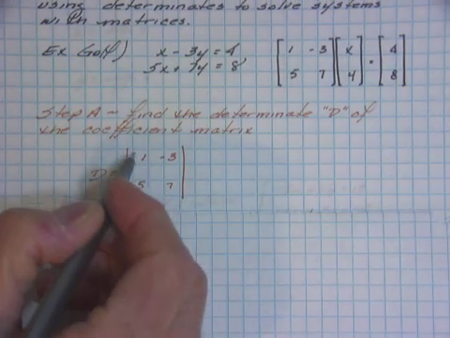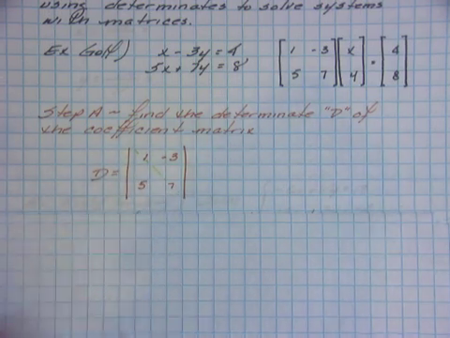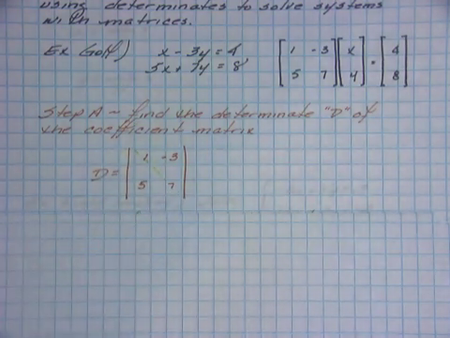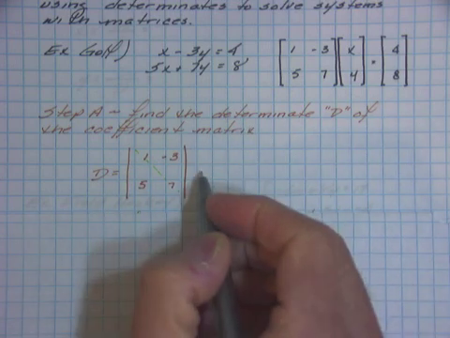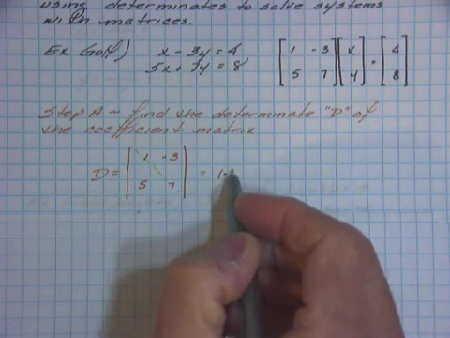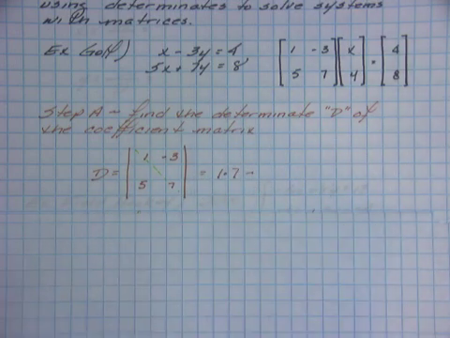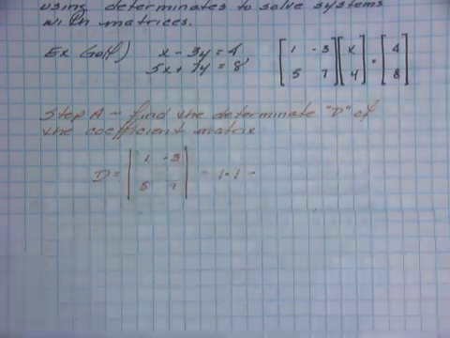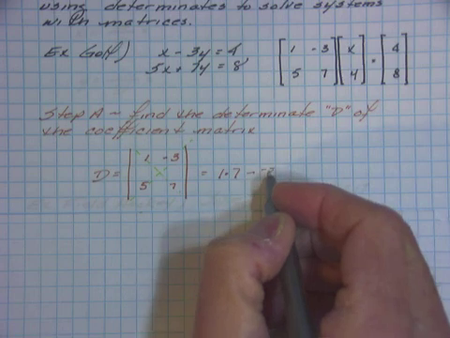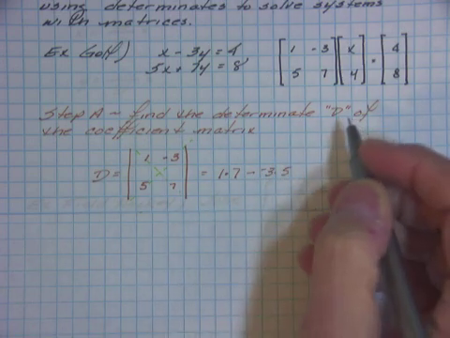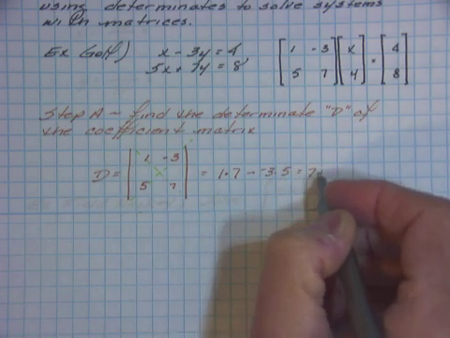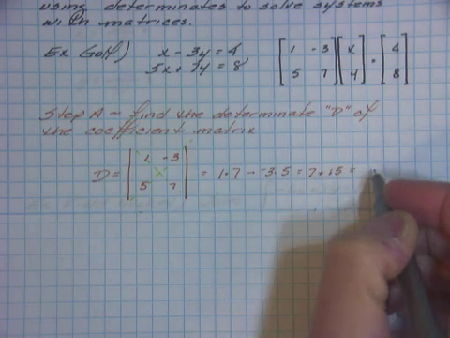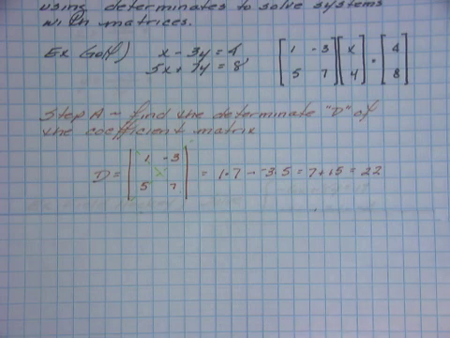We're going to do the diagonals. So we're going to take 1 and 7, multiply those together, equals 1 times 7 minus the product of these two. Well, we've got -3 times 5. So this is 7 plus 15 equals 22. Okay, so that's the determinant.